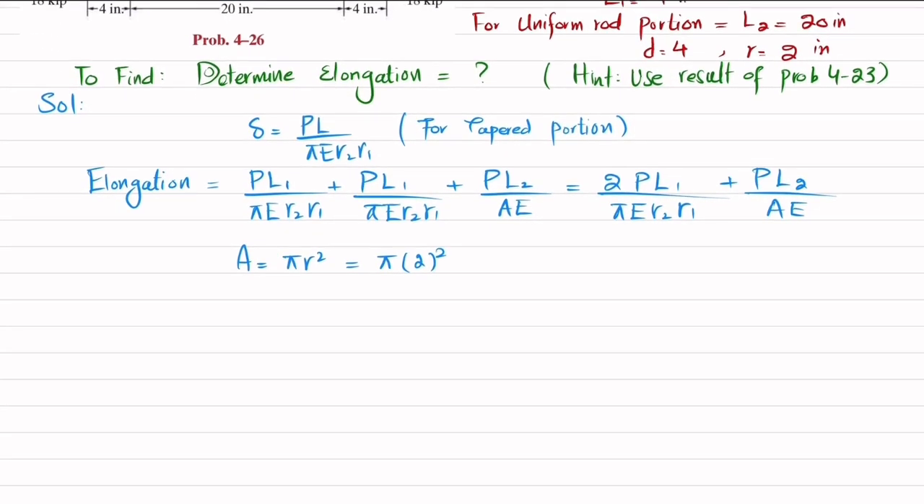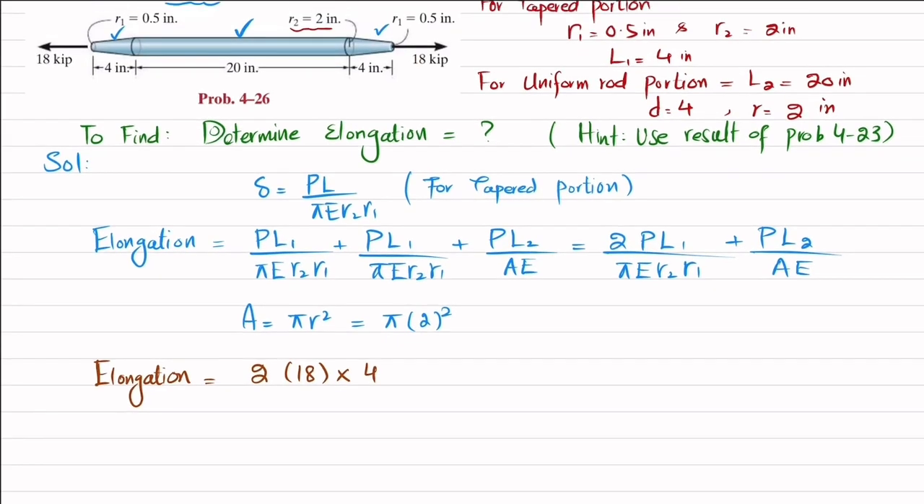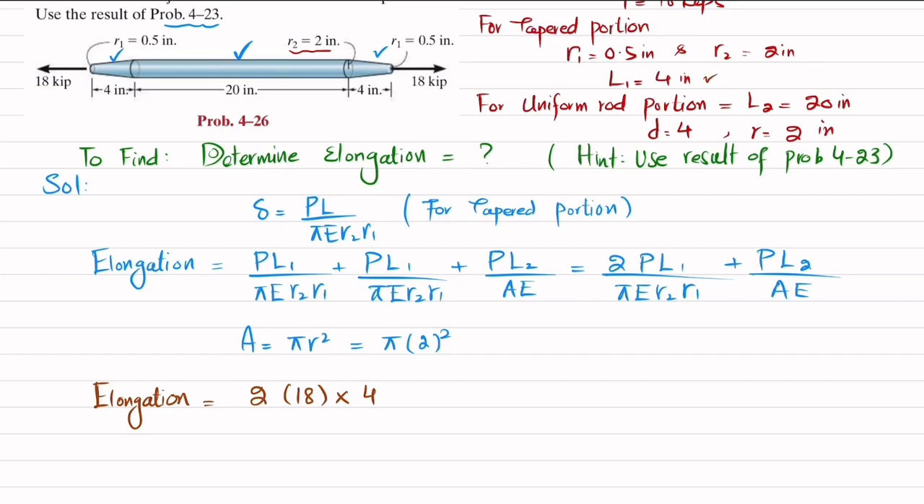Now you can put it in the formula, so the total elongation will be equal to 2 multiplied by P, which is given as 18 kips. We will not change kips into 10 raised to power 3, we will leave it. Then the length L, which is the tapered length L1, is 4 inch, divided by pi, and E is not known.